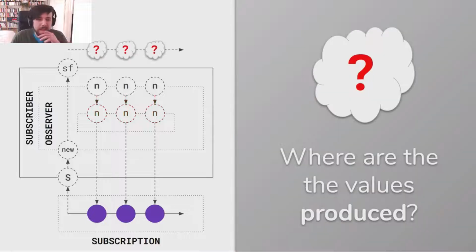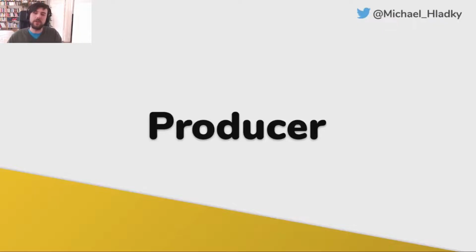But the problem here is I always speak about values, and I always speak about the values being produced and observed and this and that. I never spoke about the producer part. So where are all those values produced that I observe? Let's take a closer look at that and talk about the producer.